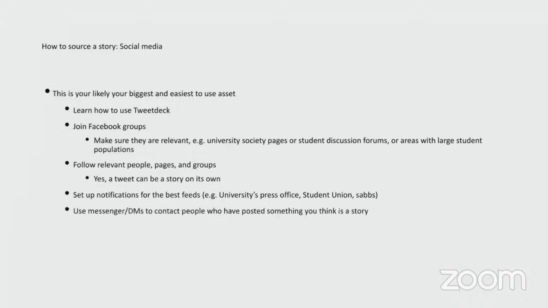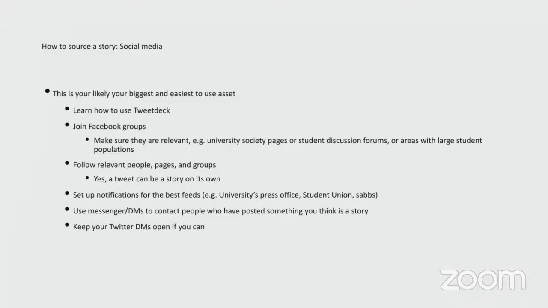You want to use Messenger or DMs, generally, if you can, to contact people involved in the story that you might be interested in, mainly because you don't want other journalists to realise that you're onto it.